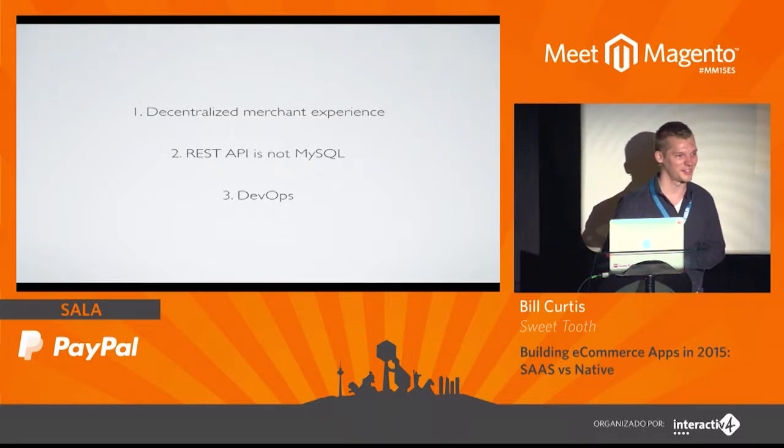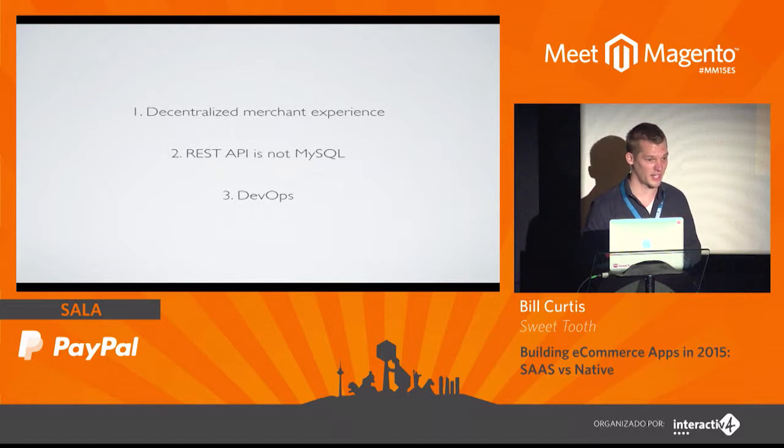The second thing is, let's be clear, REST APIs are not the same as having full database access. If you need to do some multiple joins on different tables, or if you need to run some sort of analytics that crunches a lot of data, good luck doing that through the REST API. It's not going to happen.